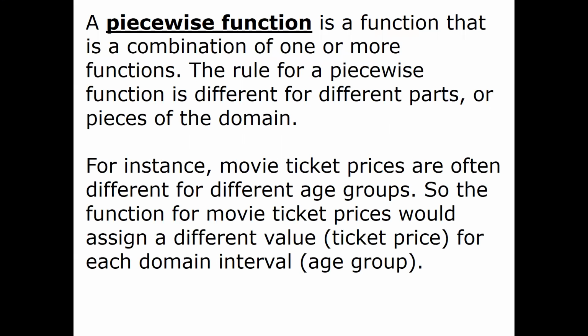So a piecewise function is a function that is a combination of one or more functions. The rule for piecewise functions is different for different parts or pieces of the domain. So depending on the x value that you're given, you're going to use a different equation. So for instance, movie ticket prices are often different for different age groups. So the function for movie ticket prices would be assigned a different value or ticket price for each domain interval. So for each age group, they would charge you a different amount.